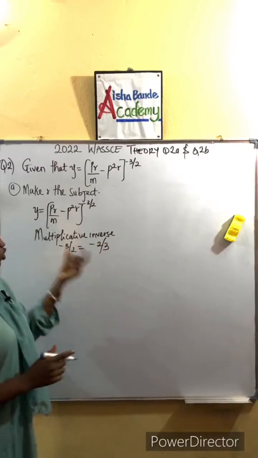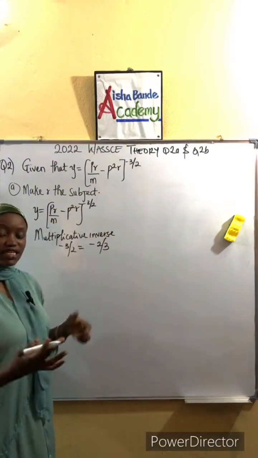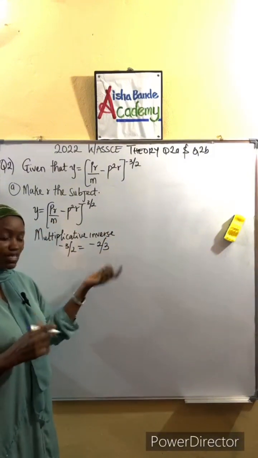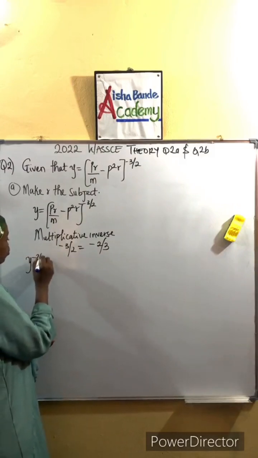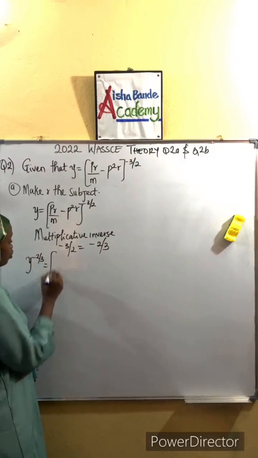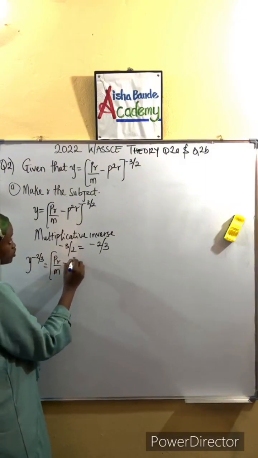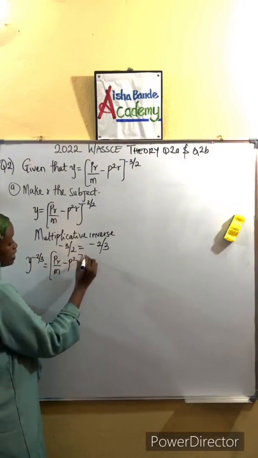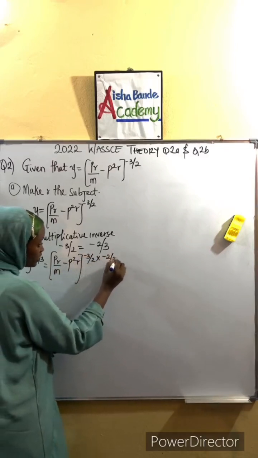So at this point, the next step is for us to multiply both sides, both the right and the left hand side, by the power of the multiplicative inverse. So this becomes y raised to the power of minus 2 over 3 is equal to (pr over m minus p squared r) raised to minus 3 over 2, then times minus 2 over 3.